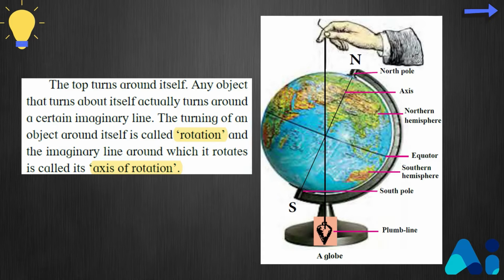So take a look at this picture. You see the North Pole and the South Pole on the right hand side image, right? And you can notice that it's inclined. You see, it's at an inclination compared to the plumb line, right?